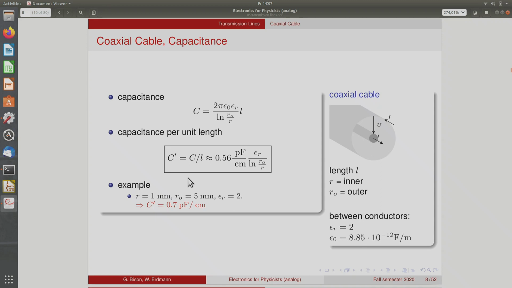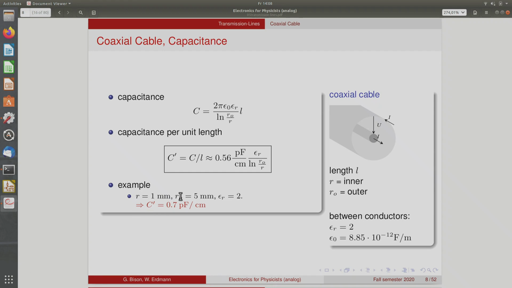Next thing we need is the capacitance per unit length. It can also be calculated if you know the fields around a radial arrangement like this. And if you plug in the numbers here for epsilon r of 2, then you get something like this, 0.56 picofarad per centimeter times this combination of the relative dielectric constant and the logarithm of the ratio of the radii. And then again for the same numbers, so we're looking at the same cable as we did for the inductance, you get a value of 0.7 picofarad per centimeter.